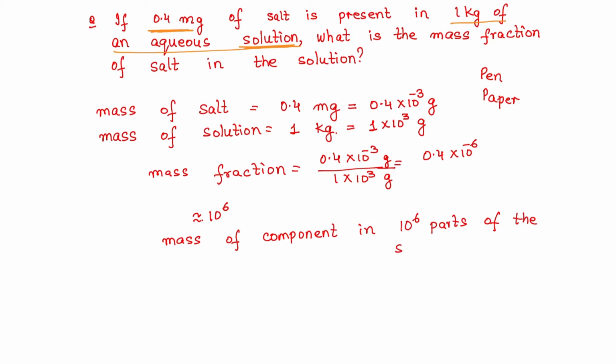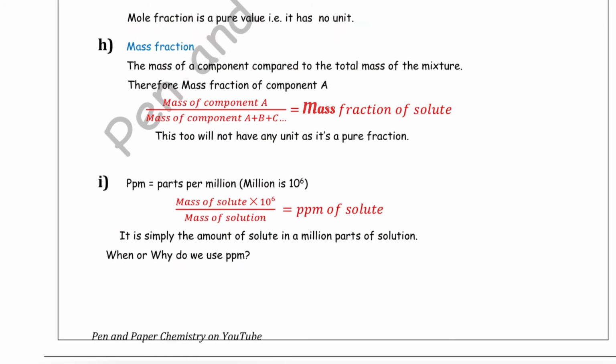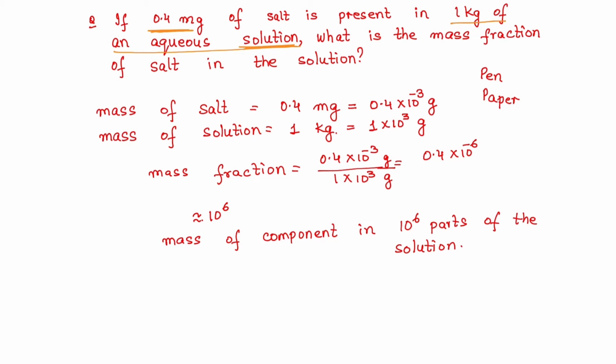And what is this 10 to the power 6 known as? What is this suffix known as? Yes, absolutely, it is known as million, right? So we have our next definition in place. So parts per million. Parts per million means the amount of the solute in a million parts of a solution. So what do I have to do? I simply have to multiply this value by 10 to the power 6 and I will have my answer in ppm.